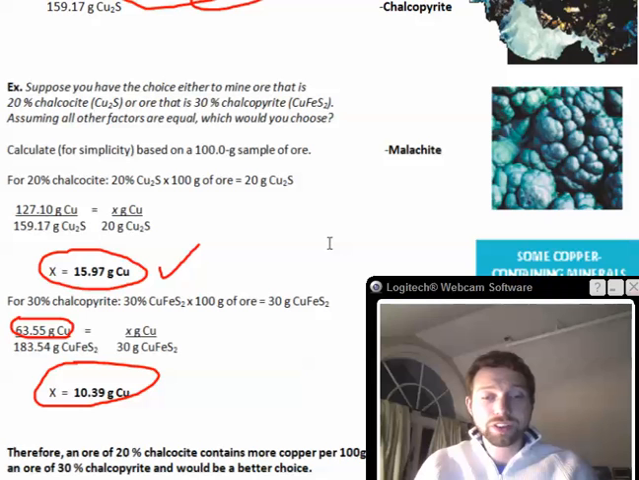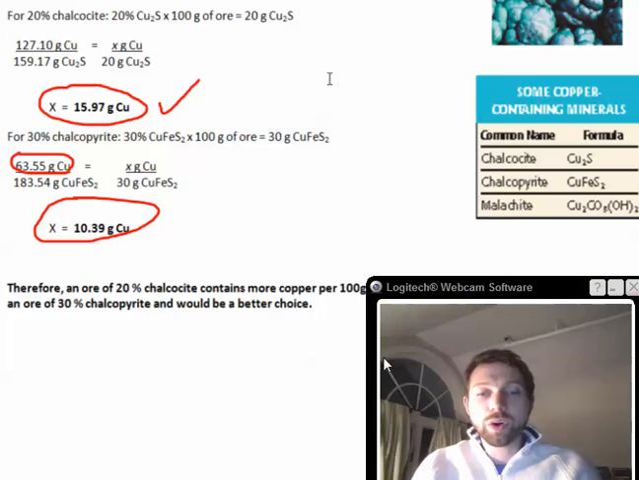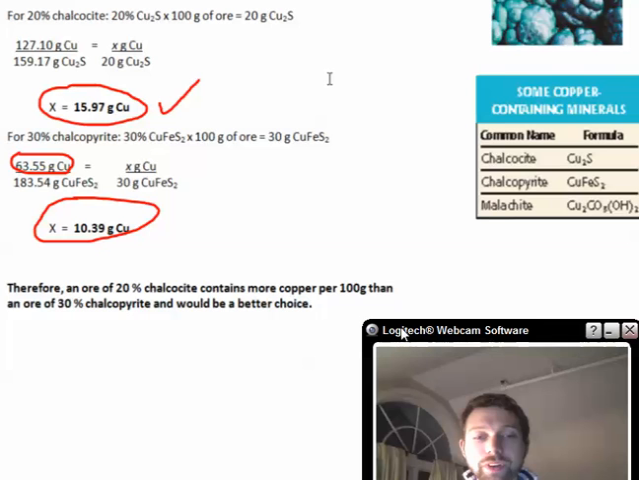So therefore, to sum it up, we would say an ore of 20% chalcocite contains more copper per 100 grams than an ore of 30% chalcopyrite and would be a better choice. I hope you learned a little bit about percent compositions and how we might use them to determine whether or not to mine for specific ores and minerals.